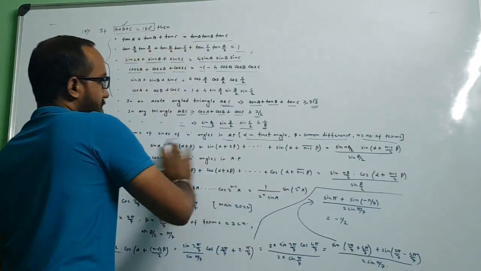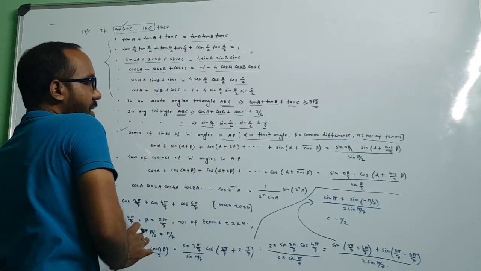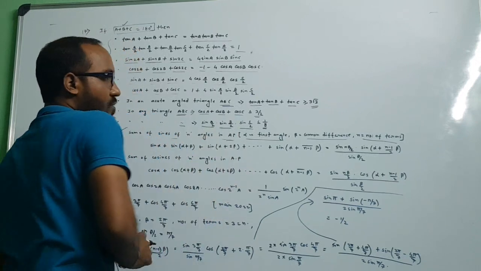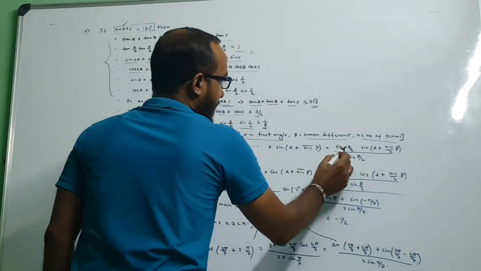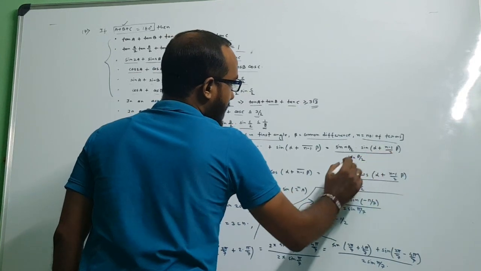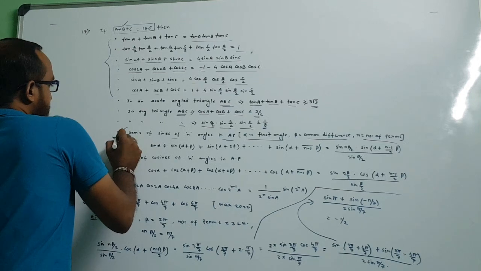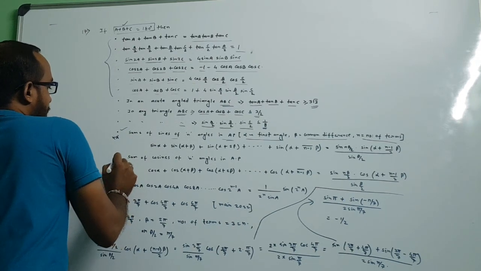If the angles in this addition are in arithmetic progression, then the result would be sin of n beta by 2 into sin of alpha plus n minus 1 by 2 beta, divided by sin of beta by 2. Remember, this result is very important.